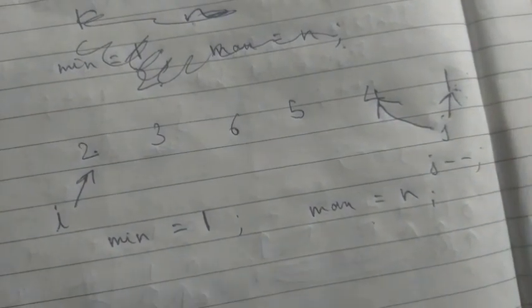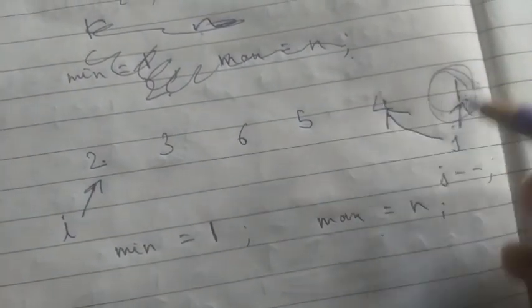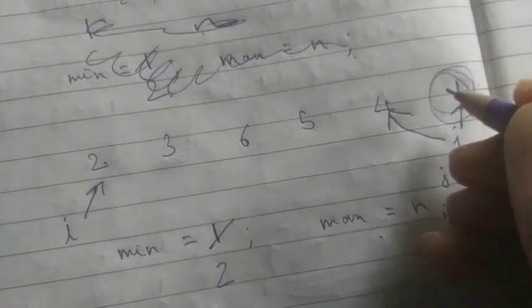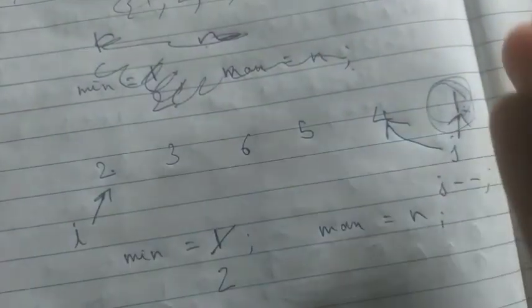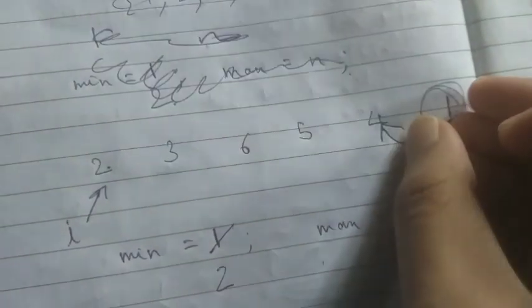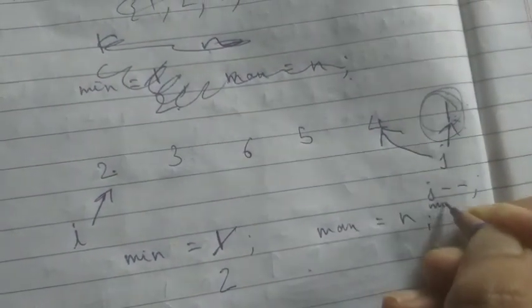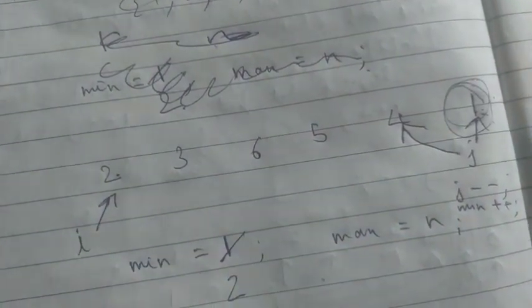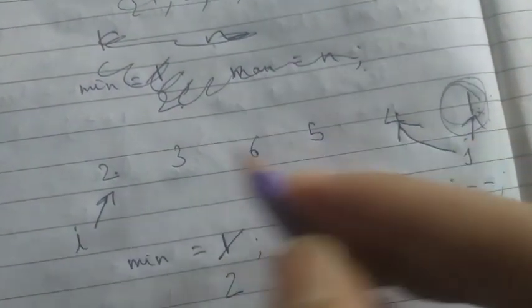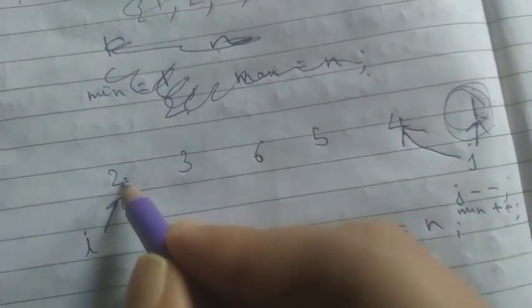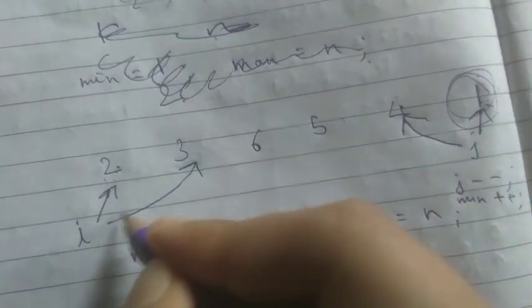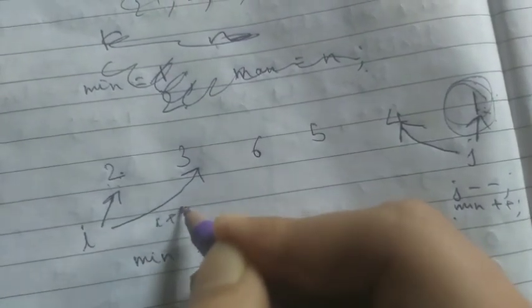And since we are going to exclude 1, the minimum will be shifted to 2, because 1 is excluded from the whole array. So from the whole array other than 1, what is the minimum? Minimum is 2, right? That is minimum plus plus. Now it is 2. Now check if any of the extremes is either minimum or maximum. So 2 is minimum, right? So what we do, i will be pointing over here, that is i plus plus.